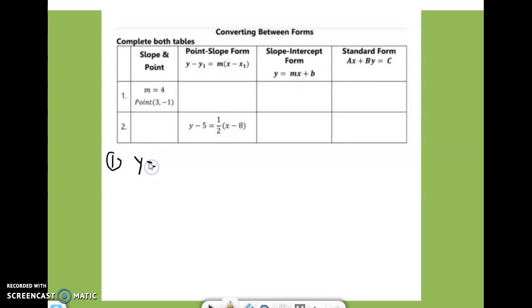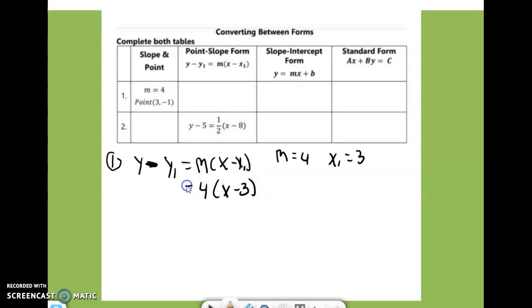So you're going to take our equation, y minus y1 equals m(x minus x1). And they give you m, so we'll plug that in here, 4, right? They give us x1, which is 3. They give us the point. So that would be x minus 3. And they also give us y1, which is negative 1. Now remember, when I plug a negative into there, it's actually going to make it positive, okay?